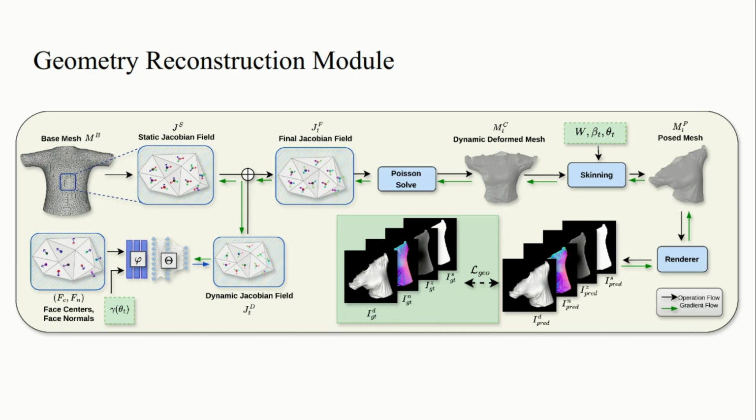This field is a per frame component and it's predicted by a neural network. We condition this network on the body pose and mesh normals. This network's only job is to predict the local non-rigid changes, the wrinkles and folds caused by the body's movement. So the static field learns the garment and the dynamic field learns the wrinkles. We add them together and solve the Poisson system to get our final detailed canonical mesh. This mesh is then put into the correct pose using a standard skinning transformation, and we compare it to the video to calculate our loss.